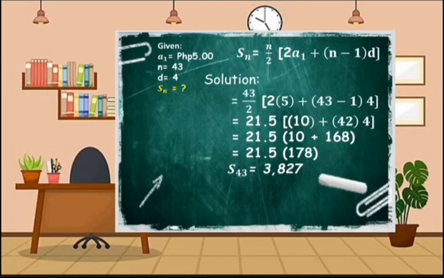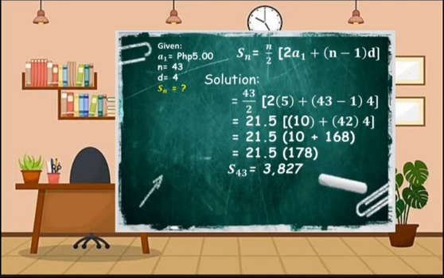Since the last term in this problem is not given, the formula that we're going to use is s sub n is equal to n over 2 times a quantity of 2 times a sub 1 plus n minus 1 times d. Next, we're going to substitute the value of our given terms. So we have the value of our n is 43, so we have 43 over 2 times 2 times the value of our a sub 1, which is 5, plus the value of our n, 43, minus 1 times the value of our d, which is 4.